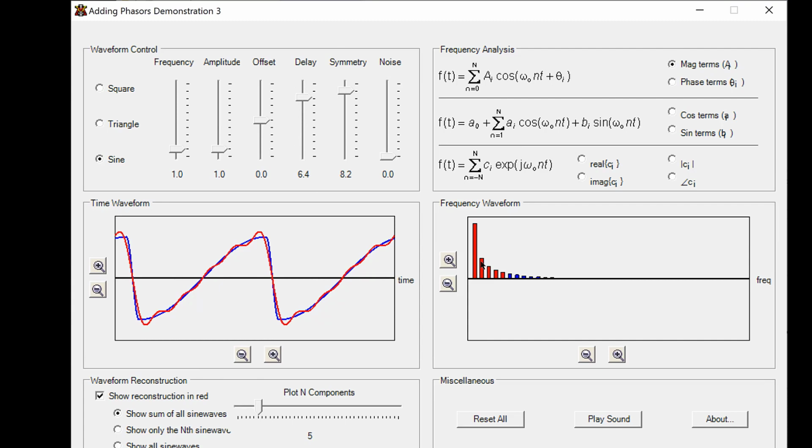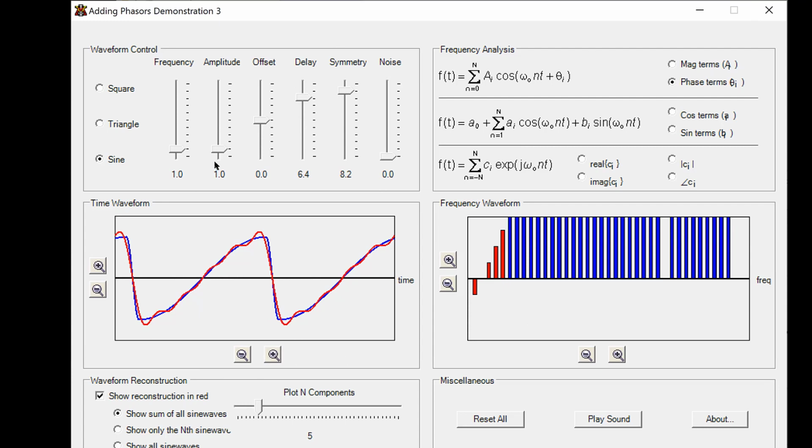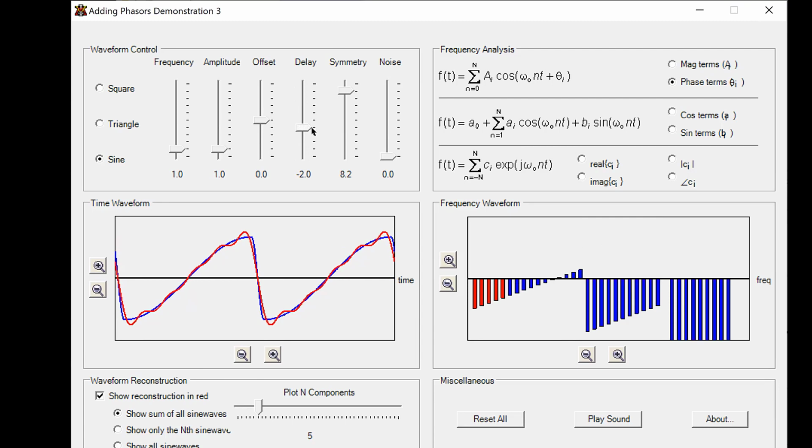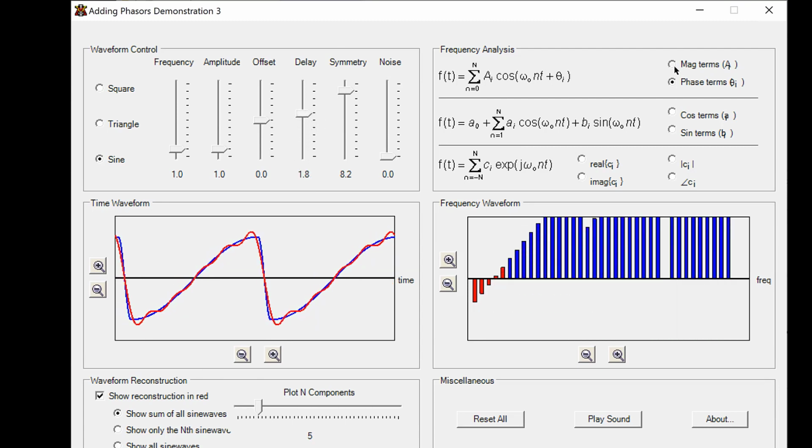This is the first one. This is the second one, the third one. The magnitudes stay the same. But if I show you the phase of them, as I delay my waveform back and forth, the phase of all of them changes around quite a bit. Let's go back to the magnitude terms.